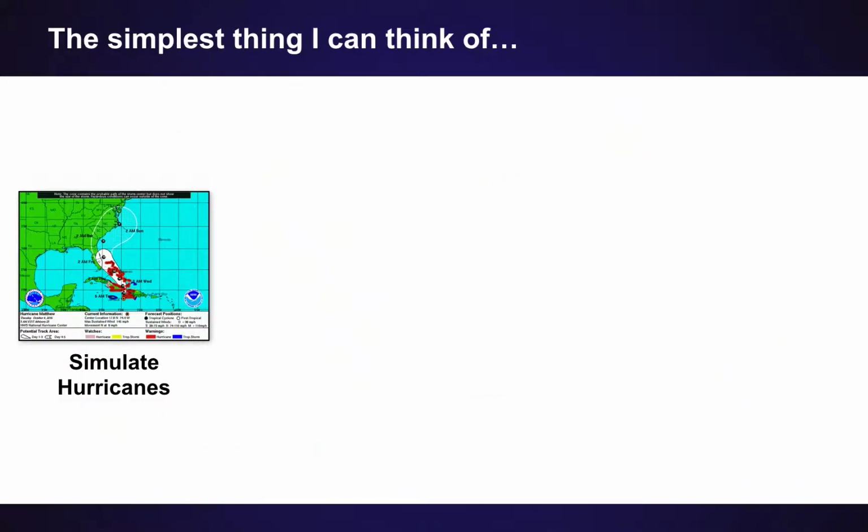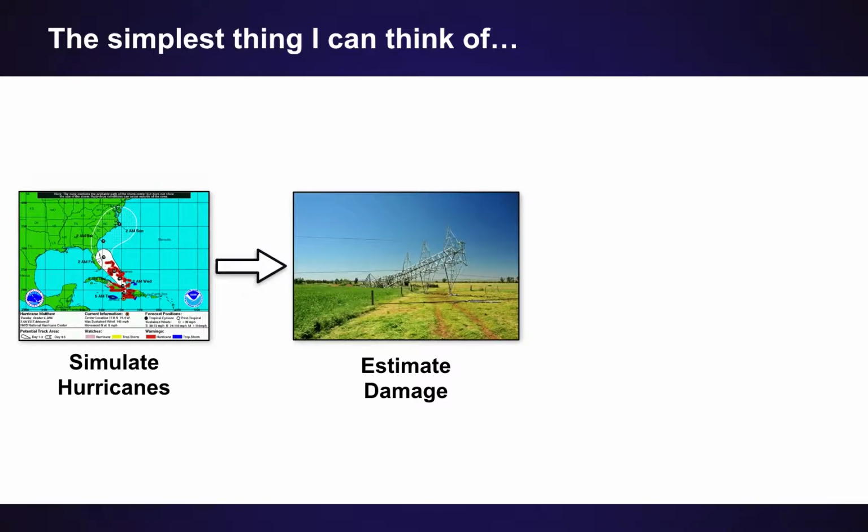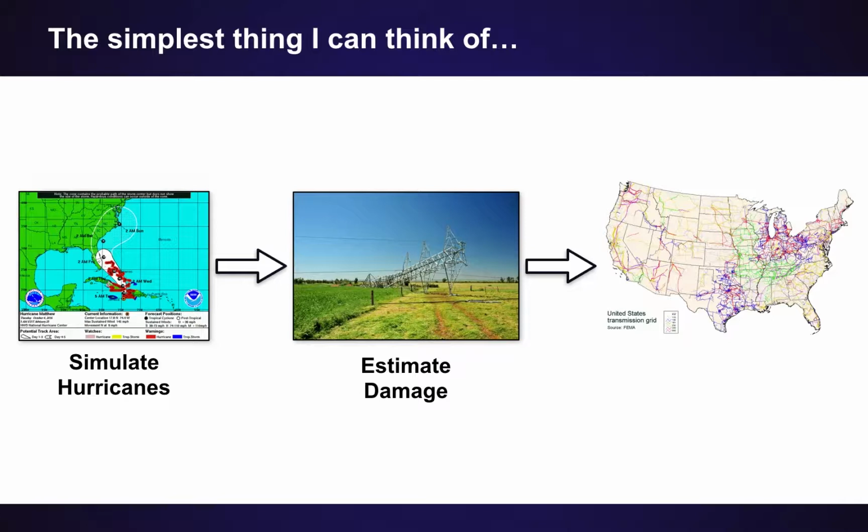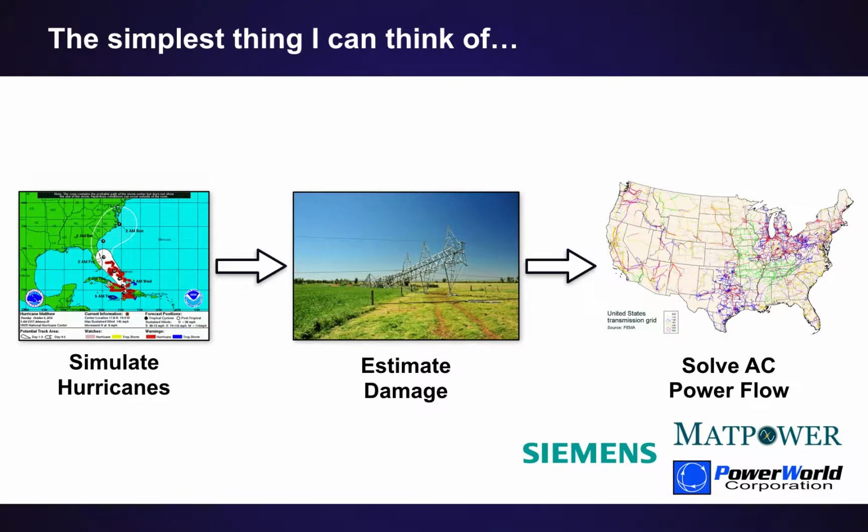So the simplest thing I can think of for doing a vulnerability analysis with this type of information is first we simulate those hurricanes based on this NOAA forecast. Then we estimate the damage we would have to the transmission system as a consequence of those particular simulations. And then we use the power network information we have from FERC to run power flow simulations. You could use potentially any one of these commercial or popular open source tools to do that sort of analysis.